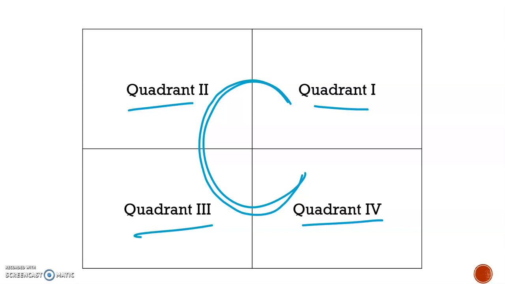Okay, also when we are writing quadrants, we use Roman numerals. So it's I, II, III, and then notice that the IV is a I and a V.